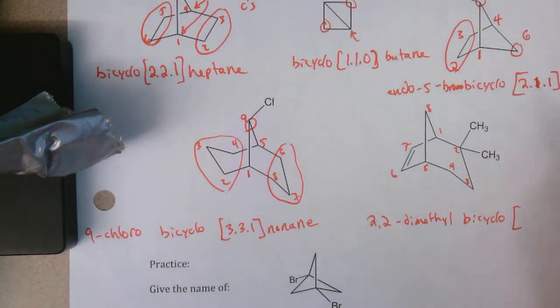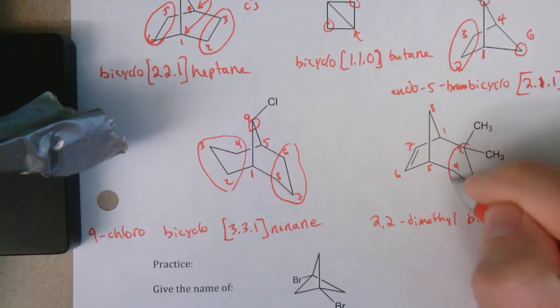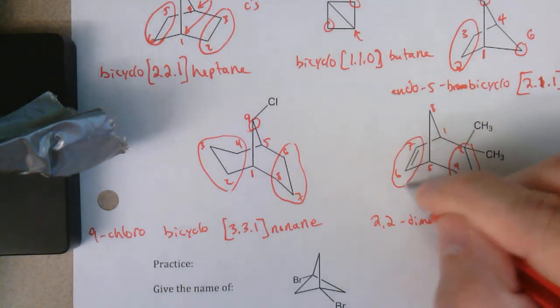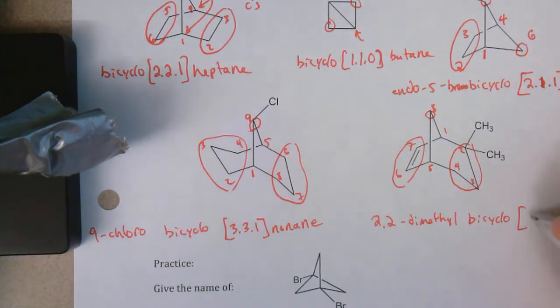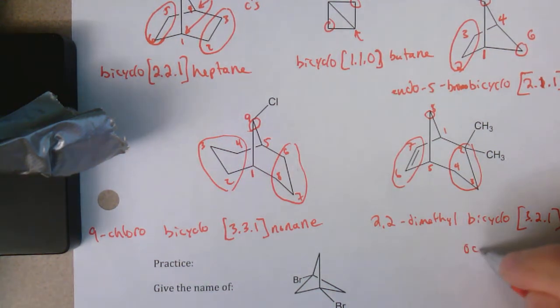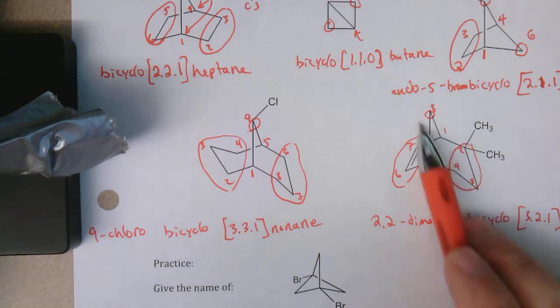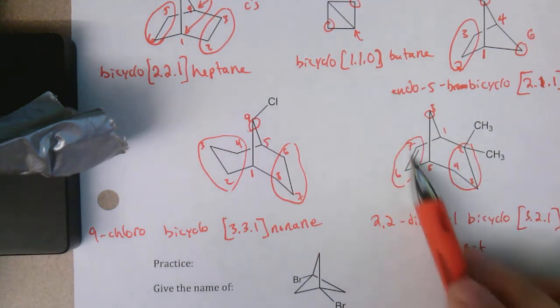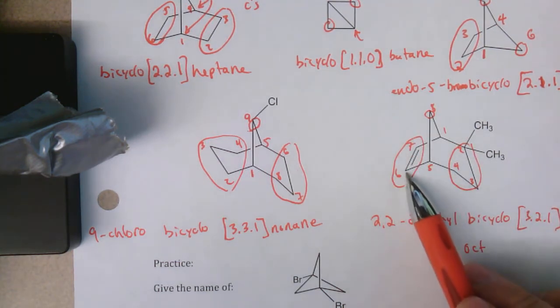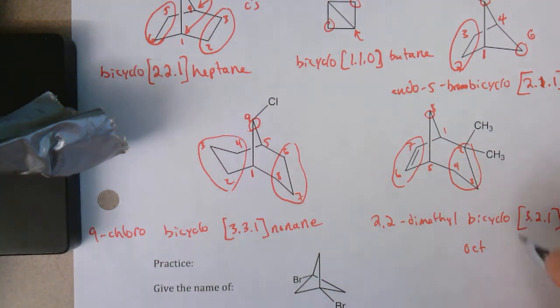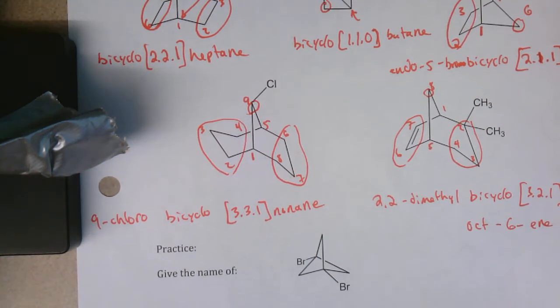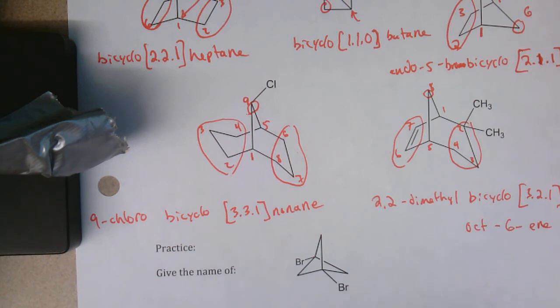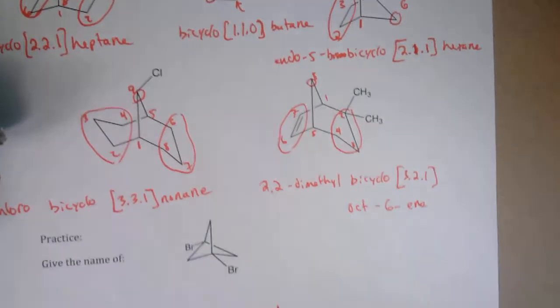2,2-dimethyl bicyclo, and then my bridge sizes are a 3-carbon bridge, a 2-carbon bridge, and a 1-carbon bridge. You always put these in descending order. 3, 2, 1. Oct, right? It's oct because there are 8 carbons. There's an alkene, so it's going to be oct something ene, and I need to name this based on the lower carbon that's part of that double bond. So oct-6-ene. Not the easiest thing to say, a bit of a tongue twister. 2,2-dimethyl bicyclo 3,2,1 oct-6-ene.